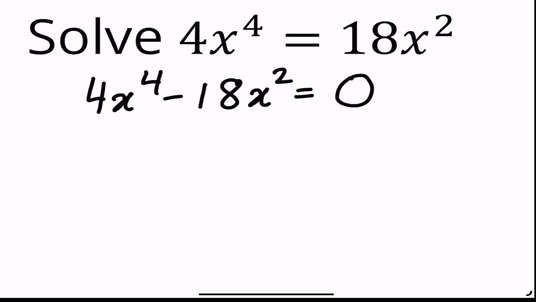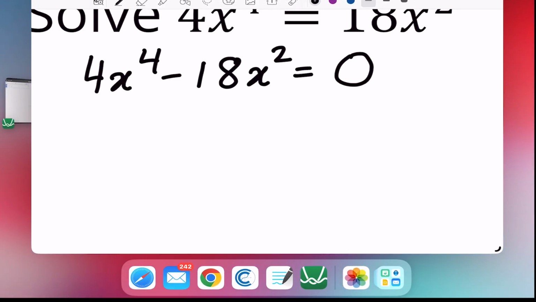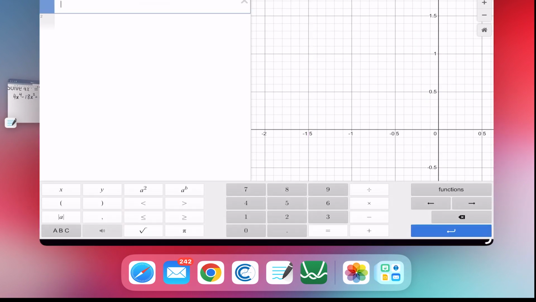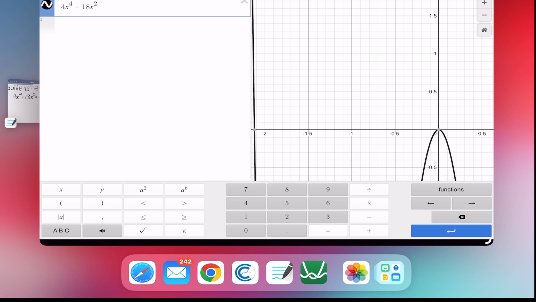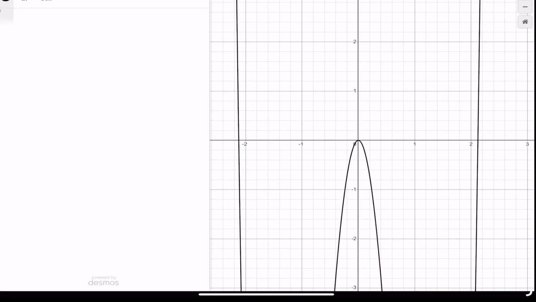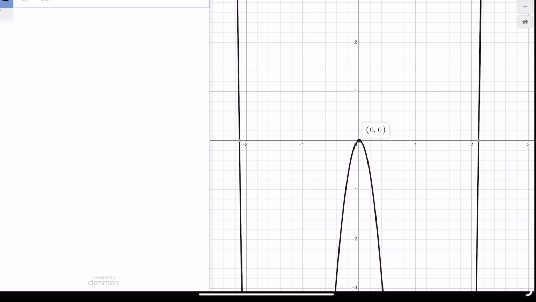Do you see that? Okay, now let me go ahead and graph this in Desmos to see if this is going to help me in any way. So my equation was 4x to the power 4 minus 18x squared. And now when I expand this and try to see, I have one root, which is 0, and negative 2.121 and positive 2.121. And I really don't know what fraction that is.